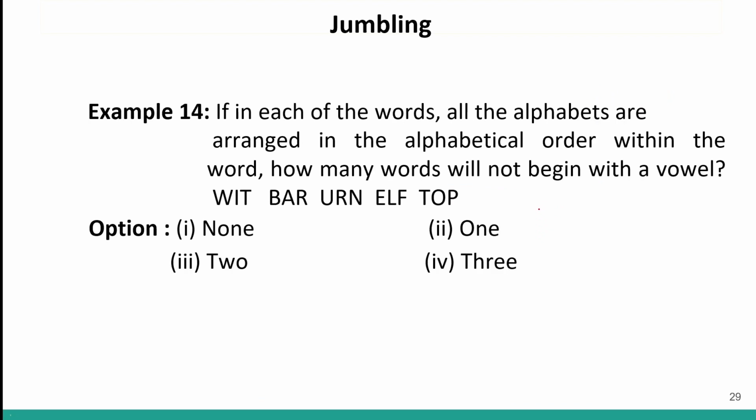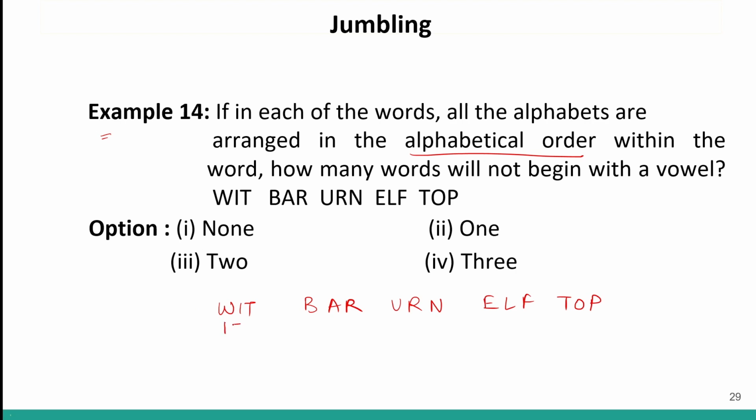Okay. Now, example number 14. If in each of the words all the alphabets are arranged in alphabetical order within the word, how many words will not begin with a vowel? So first we have to arrange them in alphabetical order within the word. So the words given to us are wit, bar, earn, elf and top. So wit, bar, earn, elf and top. So first we have to arrange them in alphabetical order.